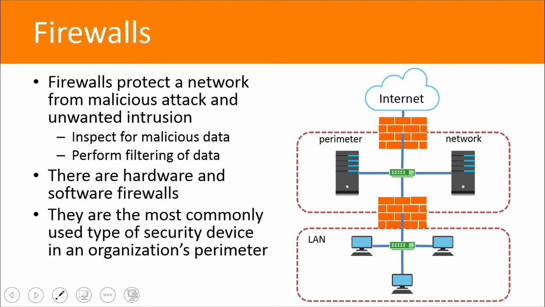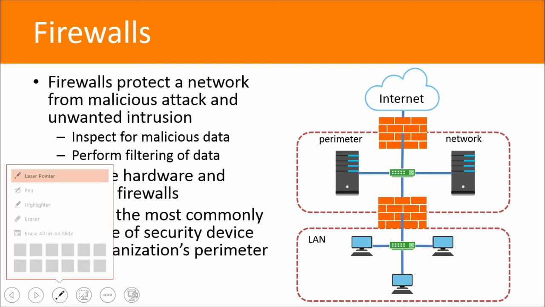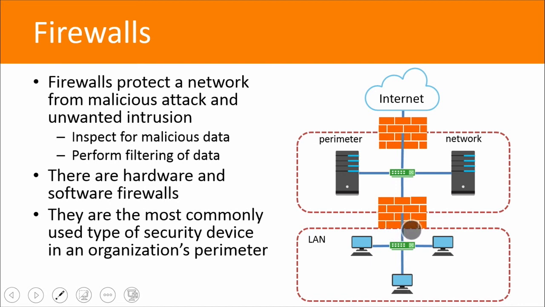Another thing that's really important to know is that firewalls are pretty ubiquitous. They are everywhere. They're the most commonly used type of security device, and you will almost always find them on an organization's perimeter, right? And here in this particular example, we have two right here, right? So we've got these two guys up here at the perimeter, and then also protecting the LAN as well.